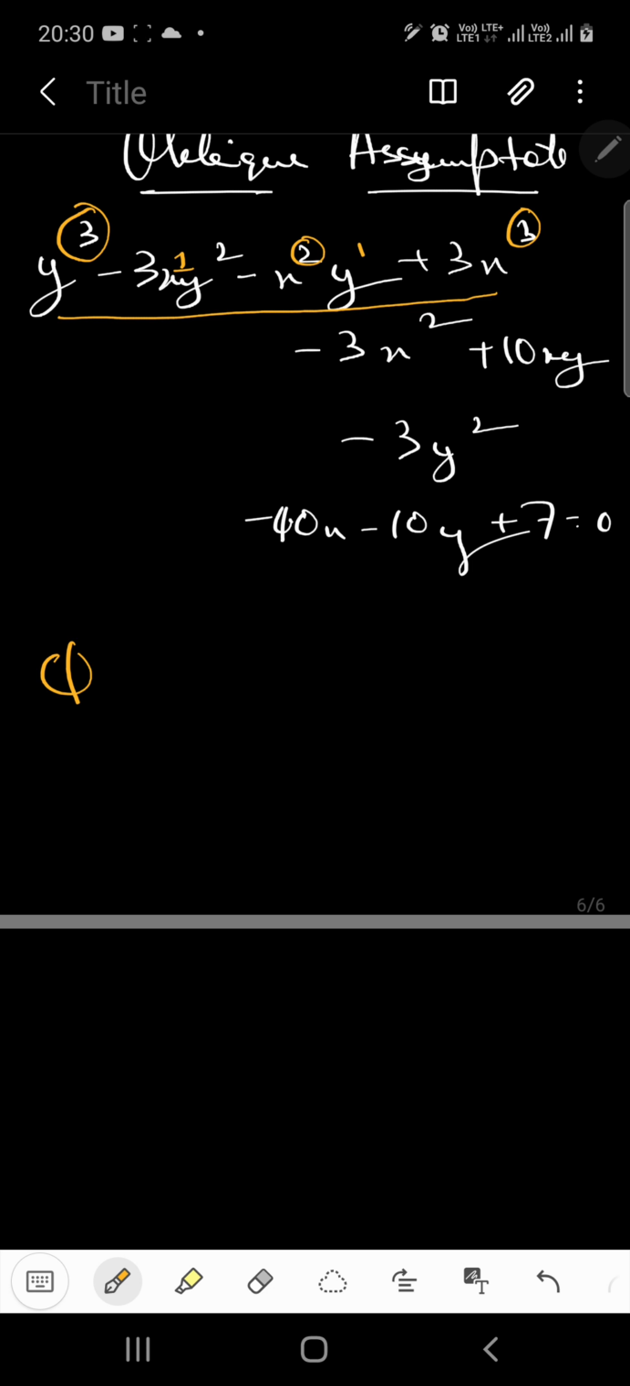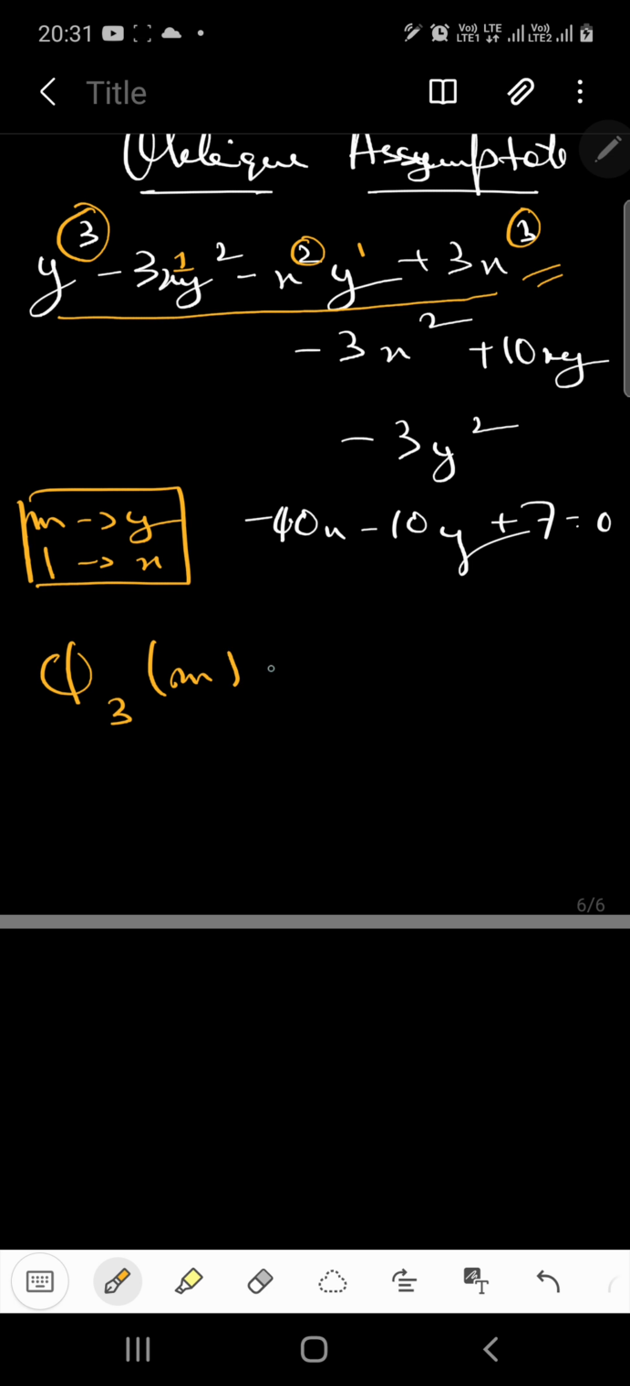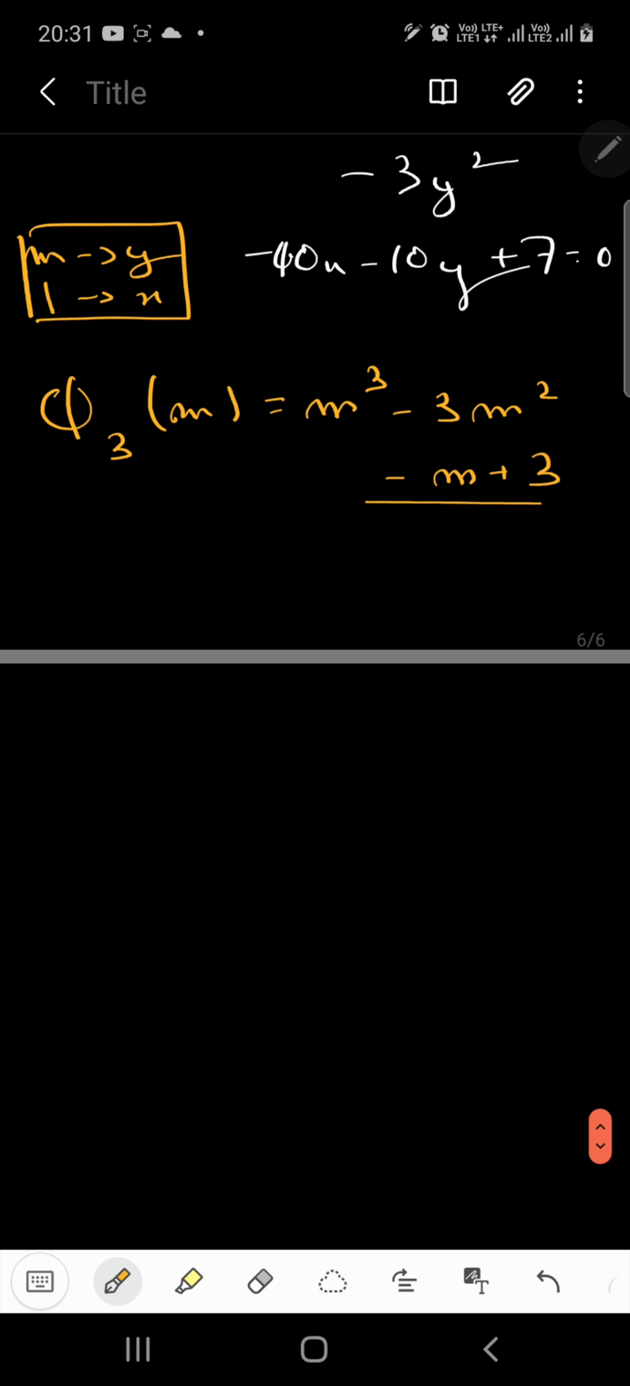So let us write it as phi 3. You are not going to write it the way it is given in the equation. Instead, you are going to put m in place of y and 1 in place of x. So you replace y with m and x with 1, to get a function of only one dependent variable, m, which gives you m cube minus 3m square minus m plus 3. So this is what you get.